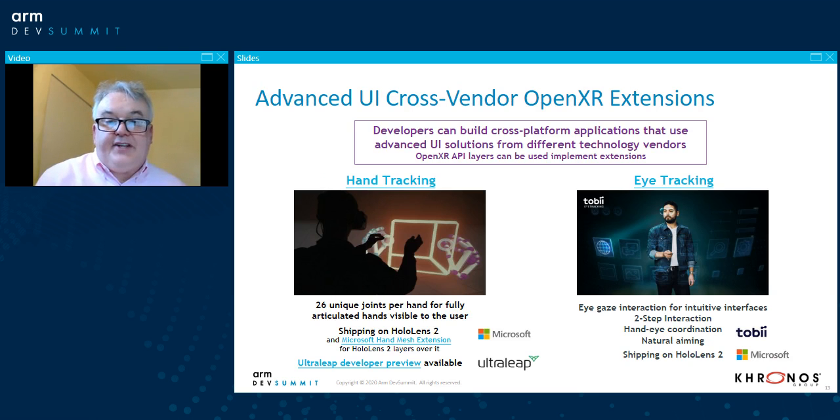OpenXR's hand and eye tracking extensions enable developers to build advanced user interfaces. The hand tracking extension defines a hand articulation model that will be consistently exposed by OpenXR implementations, enabling applications to use sophisticated hand interactions that will be portable across vendors' devices. The hand tracking extension is already shipping on the HoloLens 2, and Ultraleap also has a developer preview. The eye tracking extension has been developed by sensor vendors including Tobii and will enable natural eye gaze interactions. And this extension is also already shipping on HoloLens 2.